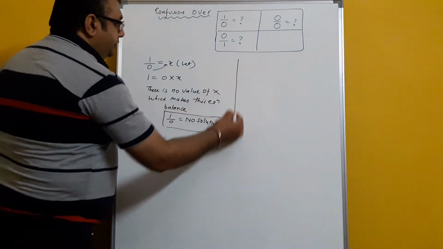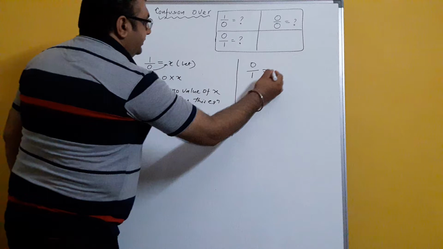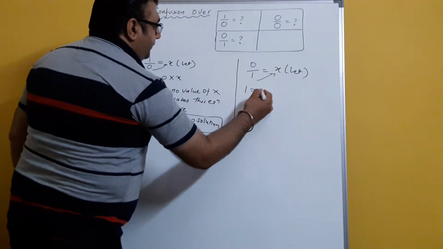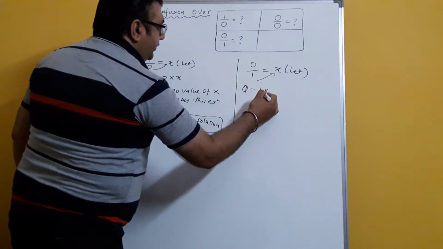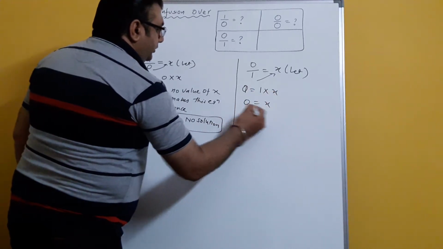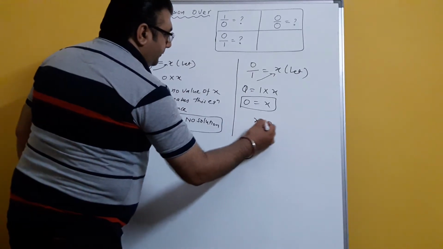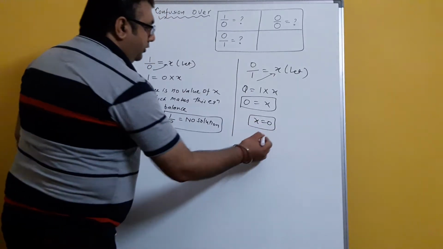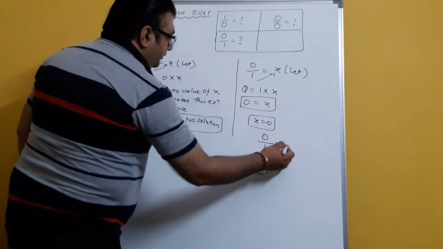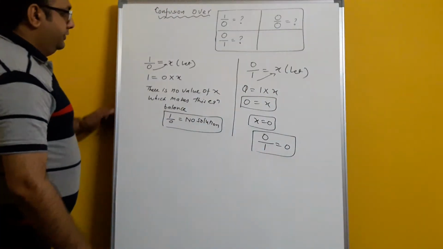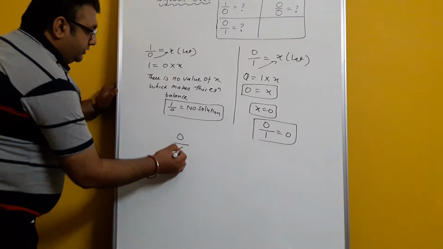Now we have 0 by 1. Again the same approach. Let us take this as x. If we take this 1 to that side, this is 0 equal to 1 into x. So we can say that x equal to 0. This equation has only one solution, that is x equal to 0. So now we can say that 0 by 1 is always 0, or 0 by any non-zero number is always 0.